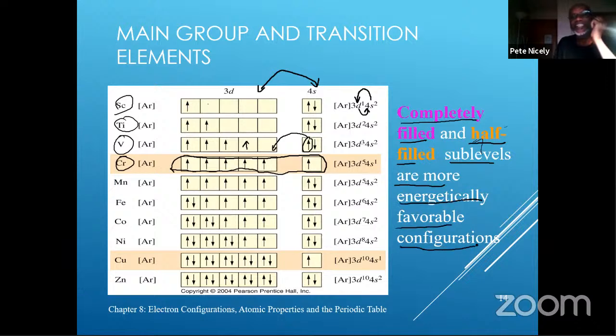So basically what they're saying here is that if you can have a situation where the sublevels are half filled for both the 3d and the 4s sublevel, that is more stable, or that would be the most stable configuration for chromium. And then to go from chromium to manganese, you add an electron to the 4s orbital. And then to go from manganese to iron, you add an electron to any one of these 3d orbitals.